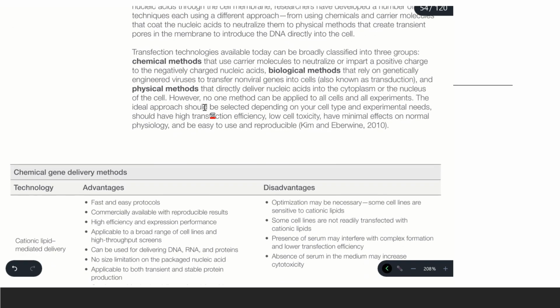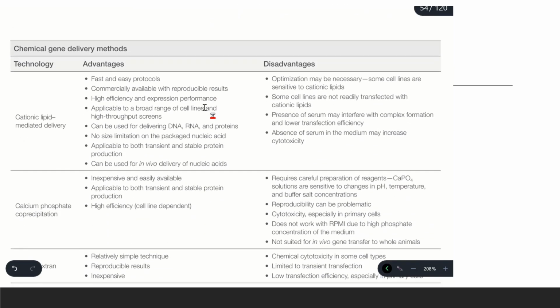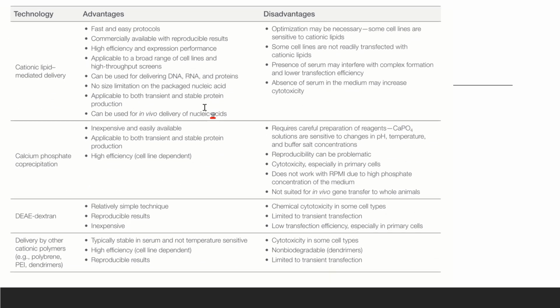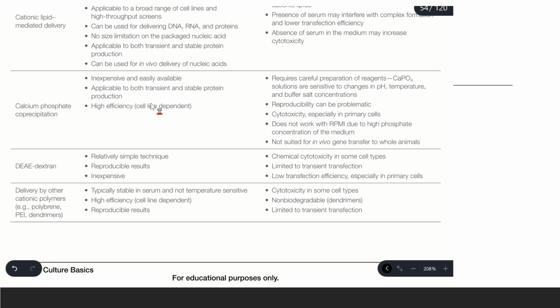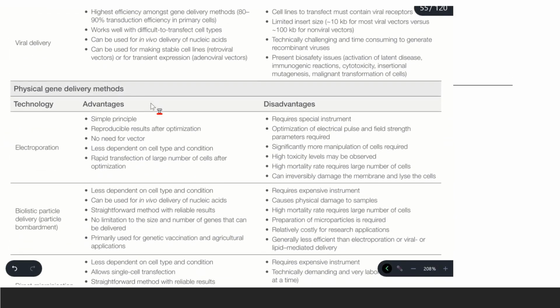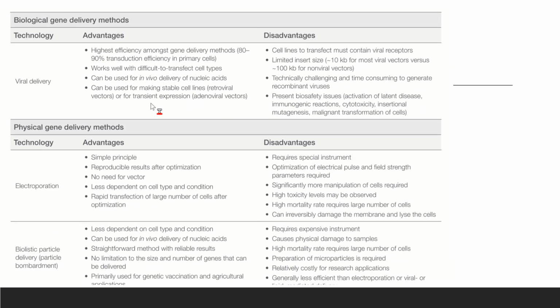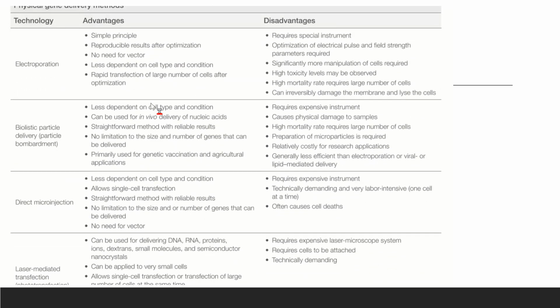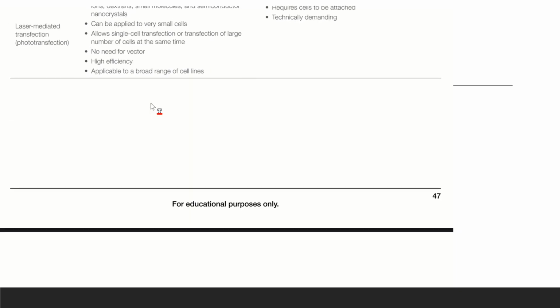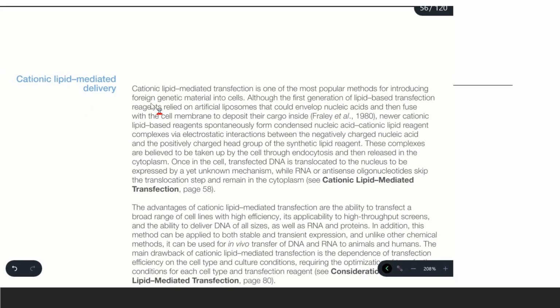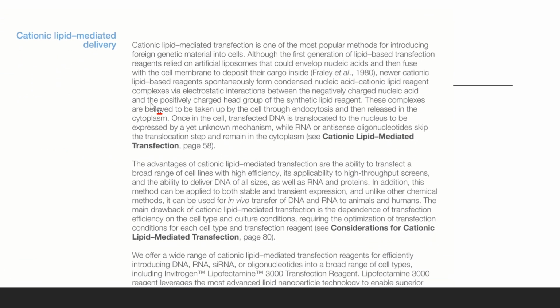So we have gene delivery technologies. Again, this is for transfections, just different methods. We're not going to be focusing on any of that. Biological gene delivery methods. Those are all interesting to learn about if you ever get to work with them, but we're not going to be.